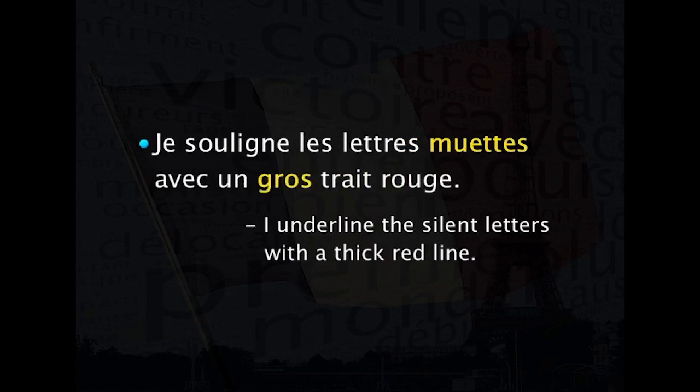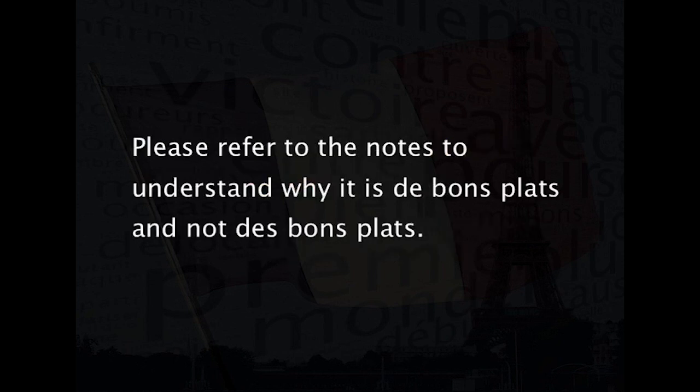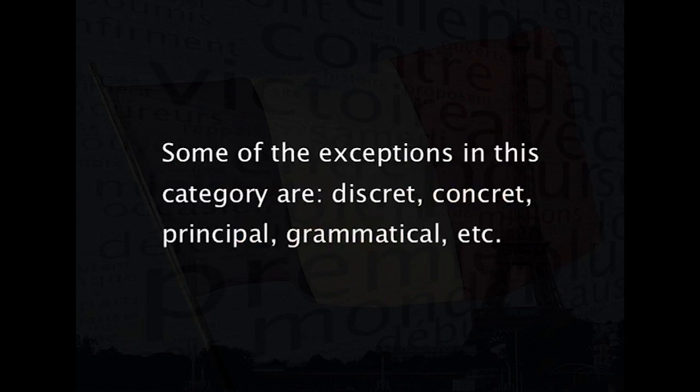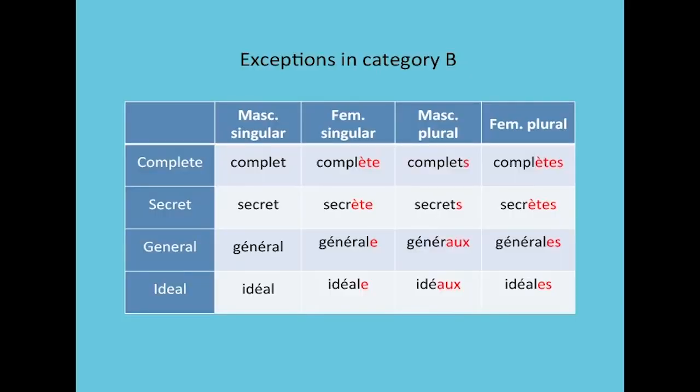Je souligne les lettres muettes avec un gros trait rouge. I underline the silent letters with a thick red line. Please refer to the notes to understand why it is de bon plat and not des bons plats. Some of the exceptions in this category are discret, concret, principal, grammatical, etc. These adjectives follow a separate pattern altogether as displayed in the table.